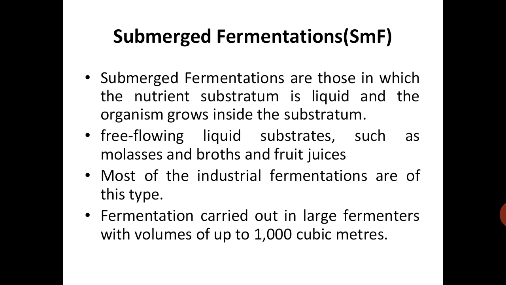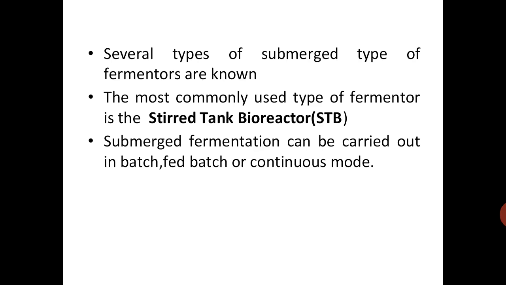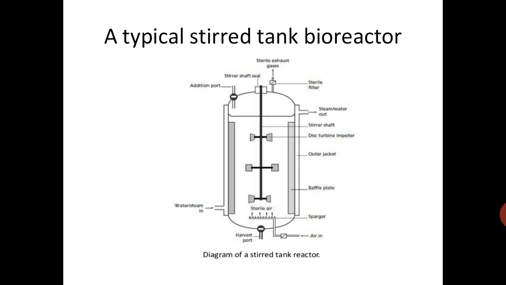Fermentation is usually carried out in large fermenters with volumes of up to 1000 cubic meters, and several types of fermenters are used for submerged fermentation. The most commonly used type of fermenter is stirred tank bioreactor. And submerged fermentation can be carried out in batch, fed batch, or continuous modes. This is the diagram of a typical stirred tank bioreactor.